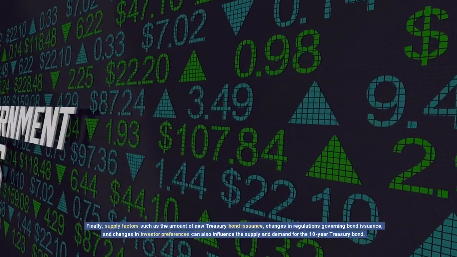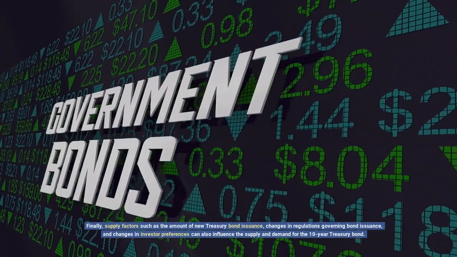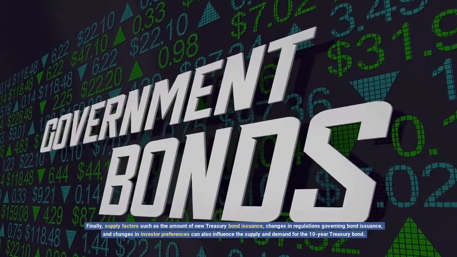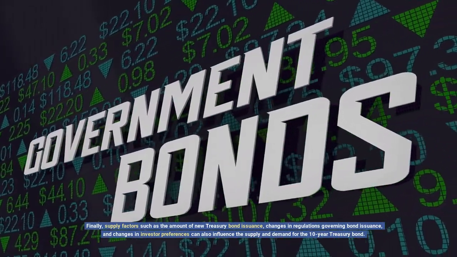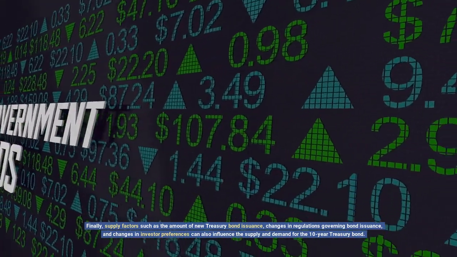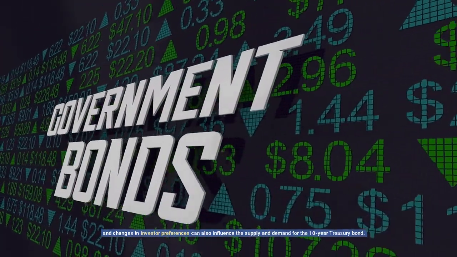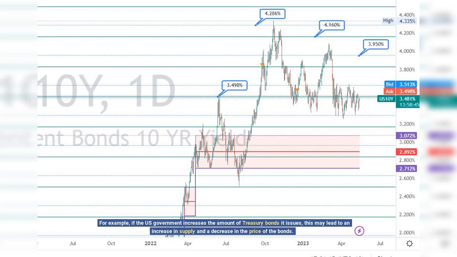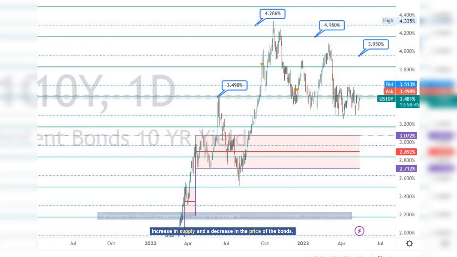Finally, supply factors such as the amount of new Treasury bond issuance, changes in regulations governing bond issuance, and changes in investor preferences can also influence the supply and demand for the 10-year Treasury bond. For example, if the U.S. government increases the amount of Treasury bonds it issues, this may lead to an increase in supply and a decrease in the price of the bonds.